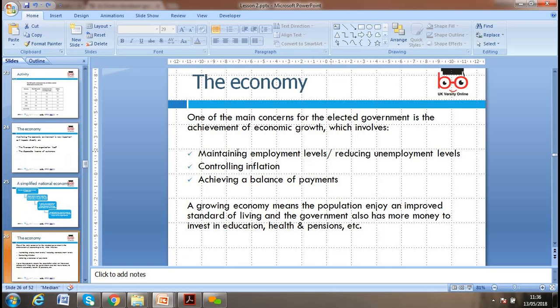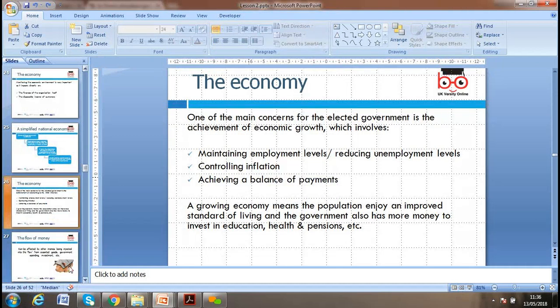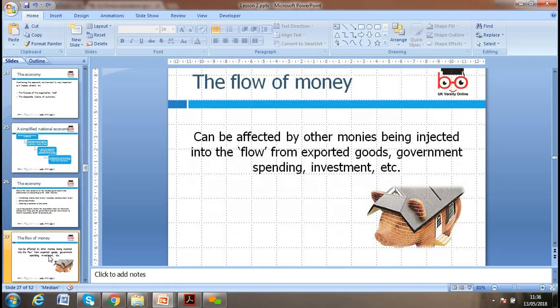The main concerns of an elected government are achievement of economic growth, maintaining the employment level, reducing unemployment, controlling inflation, and achieving a balance of payments, in terms of the imports and exports of the country. The new government always makes promises, and they are reflected in their manifesto.